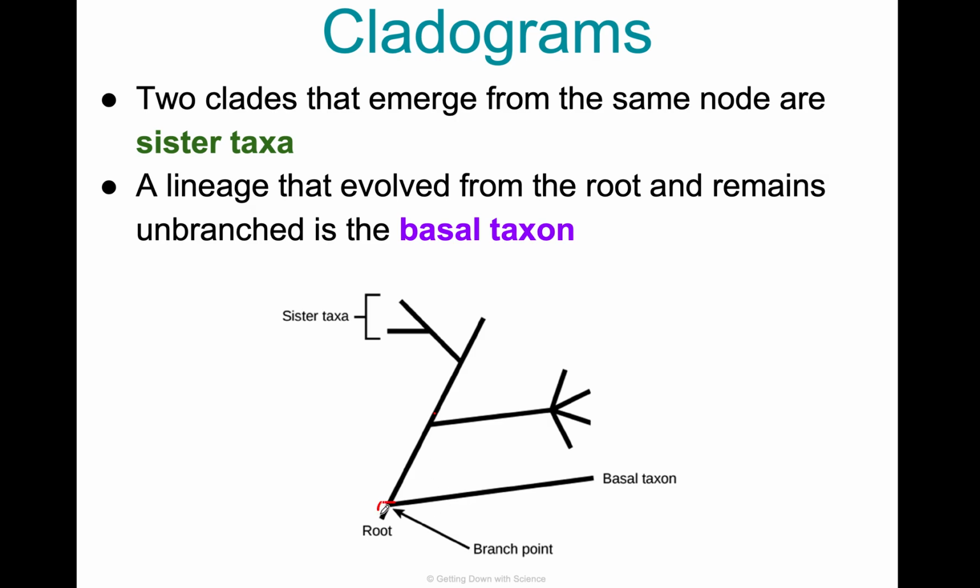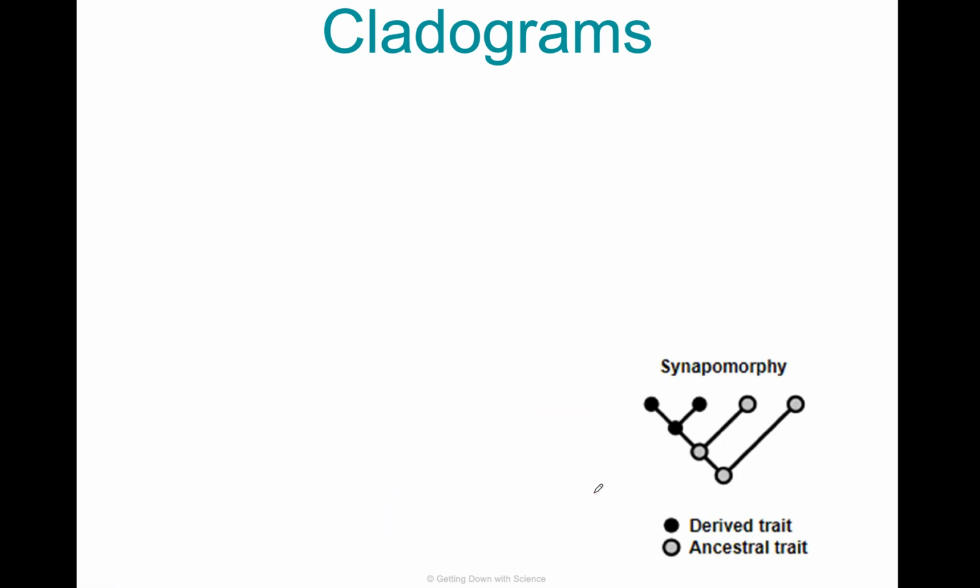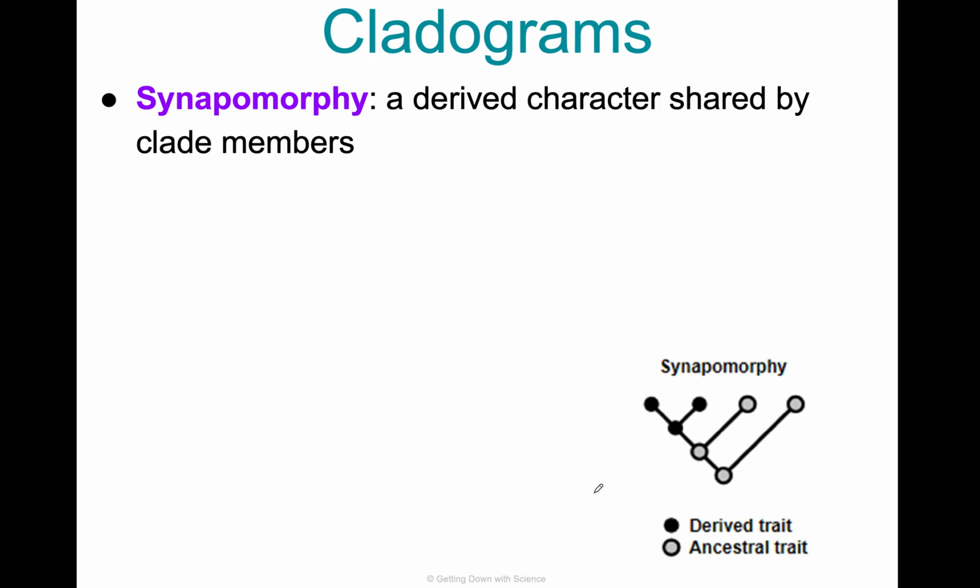So you got the root here. There's a branching point. Here's a branching point. You can see they had one lineage here, and then 1, 2, 3, 4 species grew out of it. Cool. Cladograms. It's the same thing that we just did, but in a different shape.